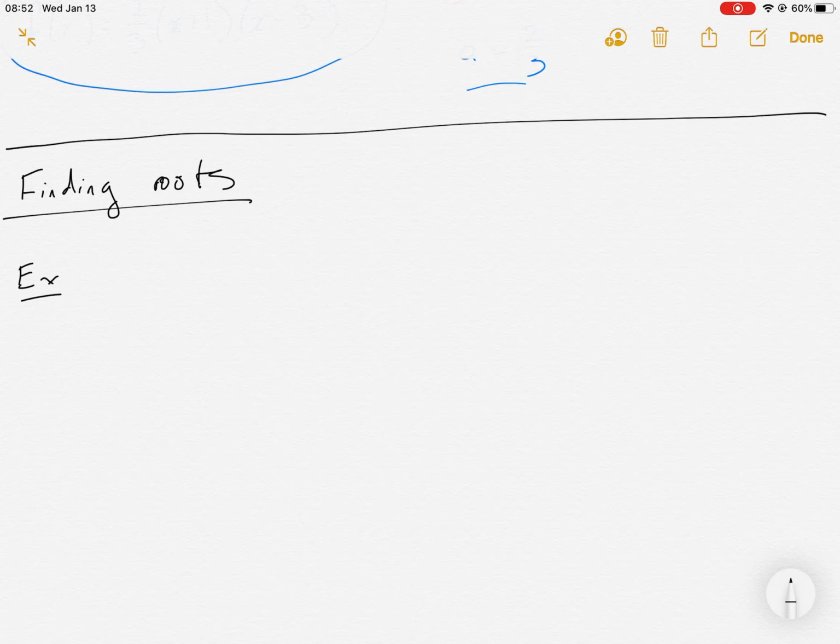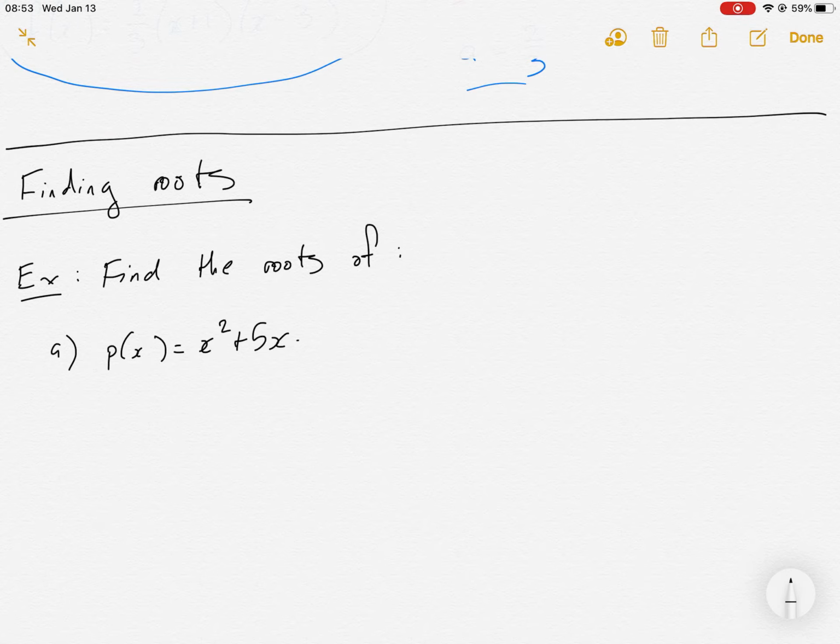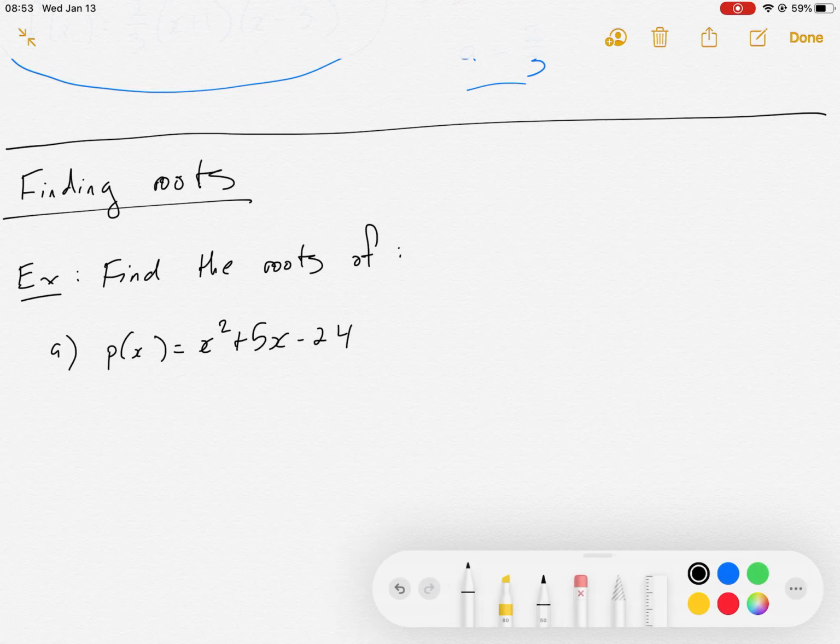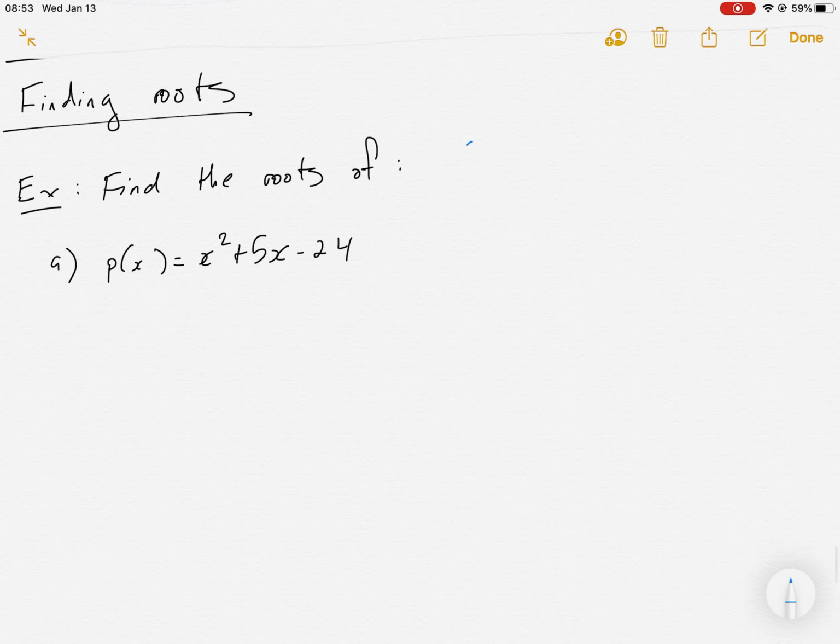Let's go straight into an example here. Okay, so for the first one, let's do p of x equals x squared plus 5x minus 24. Now, if you're asked to find the roots, what that means is you're finding the x-intercepts. So we'll set it equal to 0. This one is hopefully familiar. I'm starting off with a more familiar one.